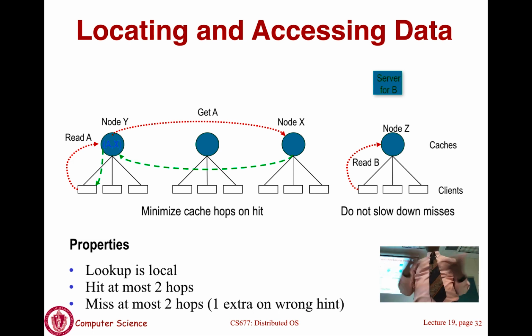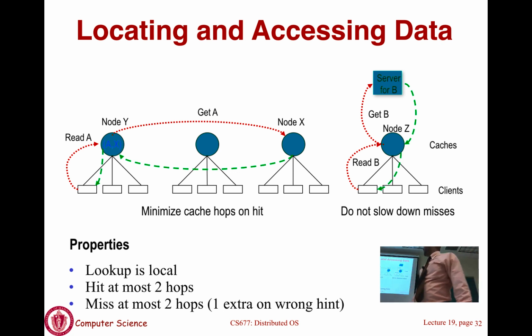So you look at your table, and can't find any trace of any cache having B. Just go to the server, get it, and then give it to the client. And then, of course, you are going to keep it in the cache, and you are going to add an entry saying, I have it. You have to also tell everyone else that you have it.